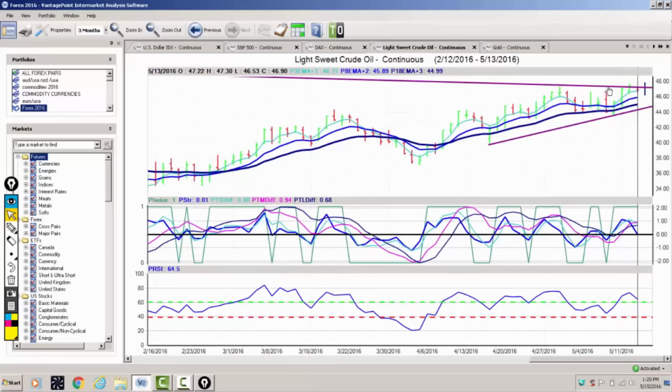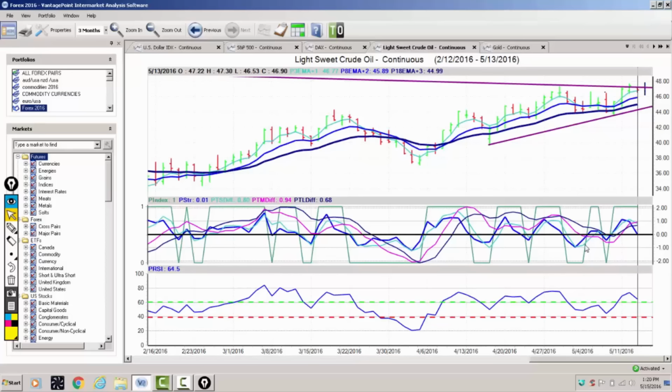Now oil has come up. We've pushed right up against this upper trend line that I've talked about, that I feel basically oil is trading more or less in a range right now, basically between $48 and about the $40 per barrel mark. That's the key level right now. VantagePoint's key support level, 44.99.